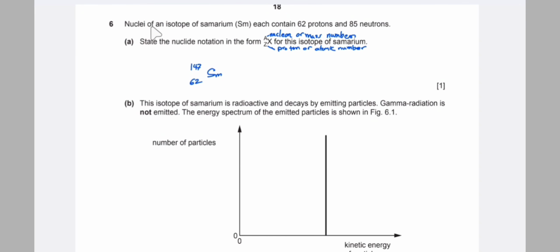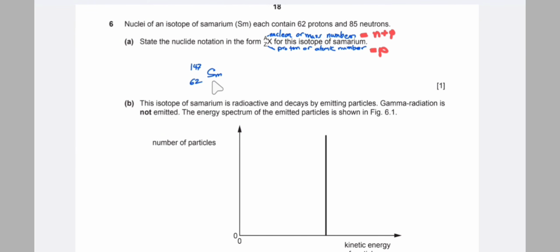For question 6, nuclei of an isotope of Sm each contain 62 protons and 85 neutrons. State the nuclear notation in the form of A X Z for this isotope of Sm. You have to remember that A is the nucleon number or the mass number, that is the number of protons plus the number of neutrons, and Z represents the proton number or atomic number.